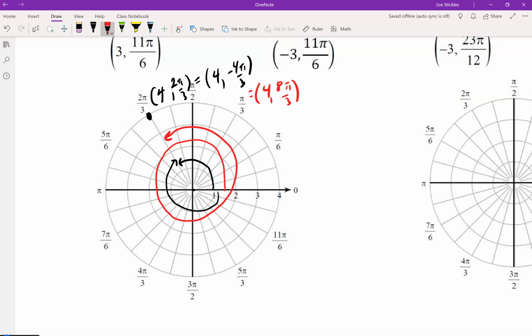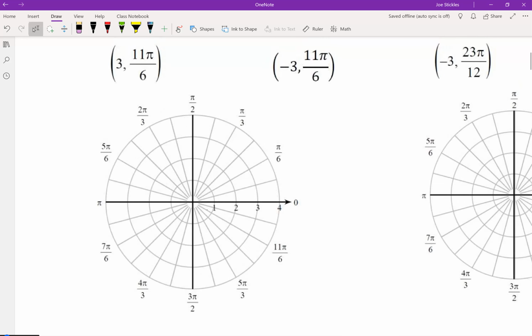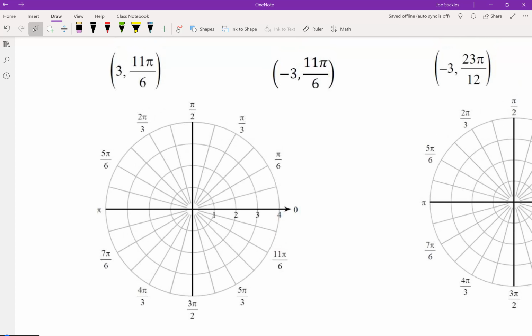All right, let's see if we can plot. So instead of me giving you the point and then reading the coordinates off, let's see if we can go the other way. We're given the coordinates, and let's see if we can plot the point. All right. The first point here is 3, 11 pi over 6. Ordinarily, what I do is, well, actually we'll do it both ways. Depends on the problem, all right? But usually I count out and then rotate, okay?